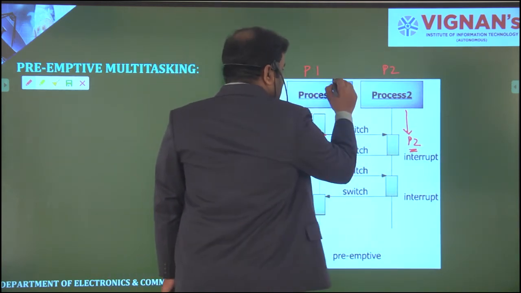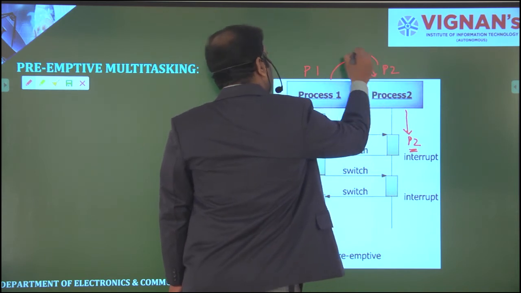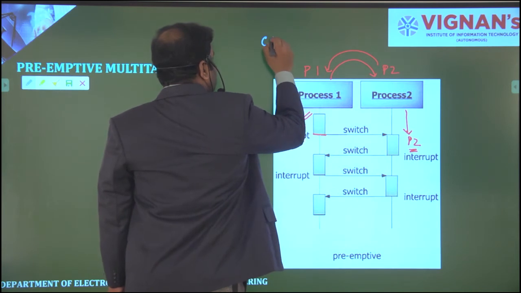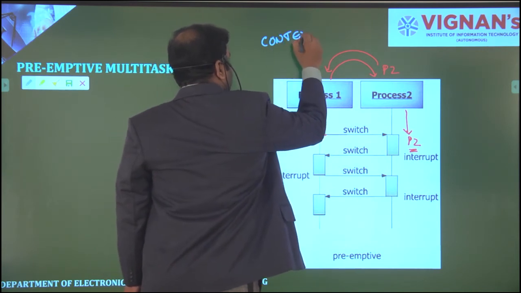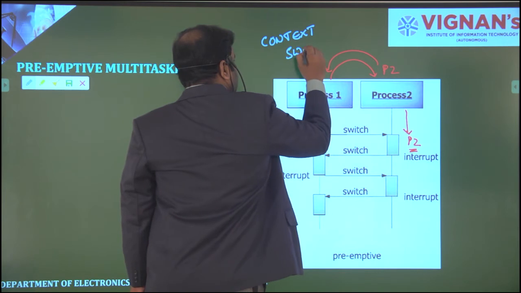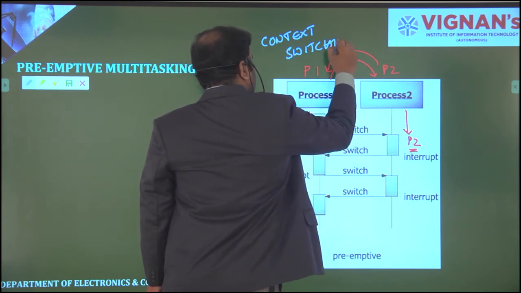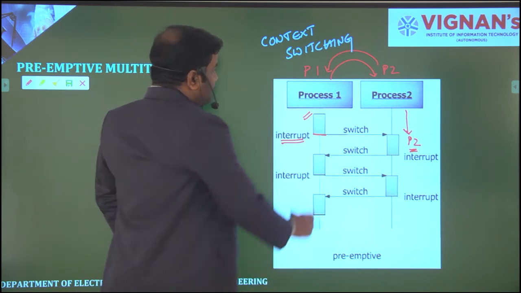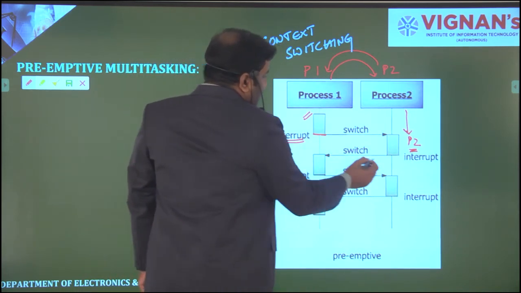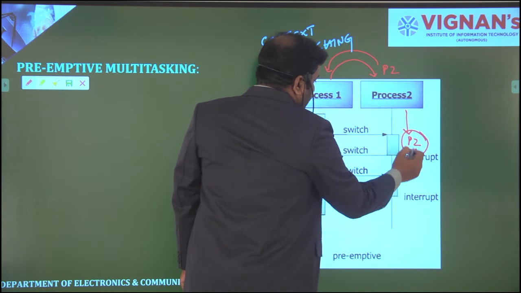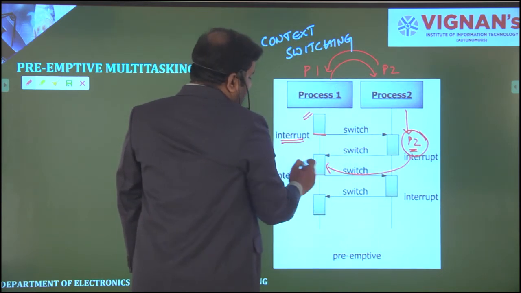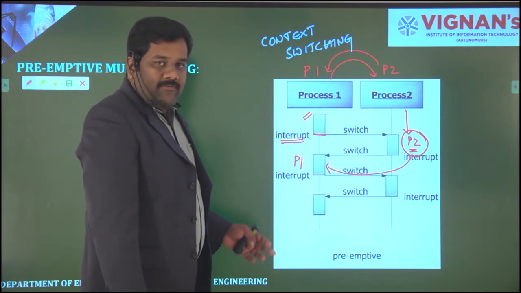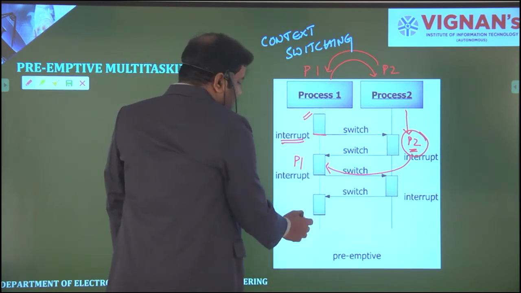This switching process from P1 to P2 or P2 to P1 is known as context switching. That part we already know about this context switching. So after completion of execution of P2, it will be back here, and this will execute the remaining process of P1. Once P1 is finished, it is okay.